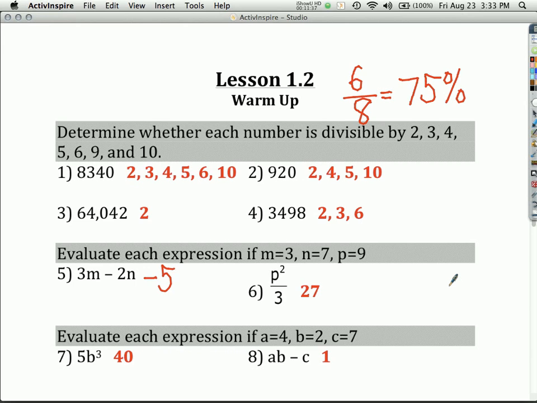I'm just going to go ahead and reveal how this question was done. So it comes out to 3 times 3 minus 2 times 7 on my dry erase board over here. And that becomes 9 minus 14. 14 minus 9 is 5. But 9 minus 14 is not 5. It's negative 5. Okay?